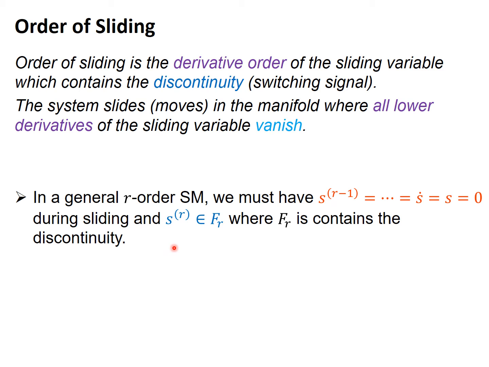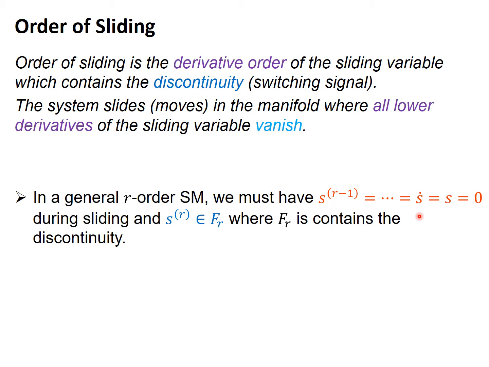That means if one has to establish r order sliding, then one has to put the discontinuity in the rth derivative of the sliding variable, which must bring the system to this manifold, which is the intersection of all the lower derivatives being equal to 0. So, how many surfaces are there? R number of surfaces are there, and we are sliding on the intersection of this R number of surfaces.